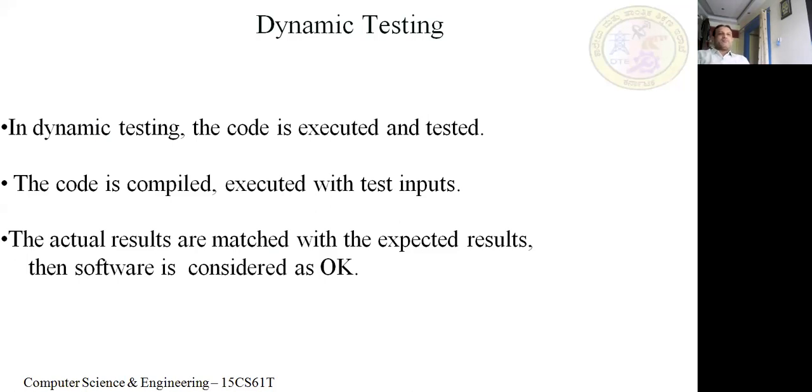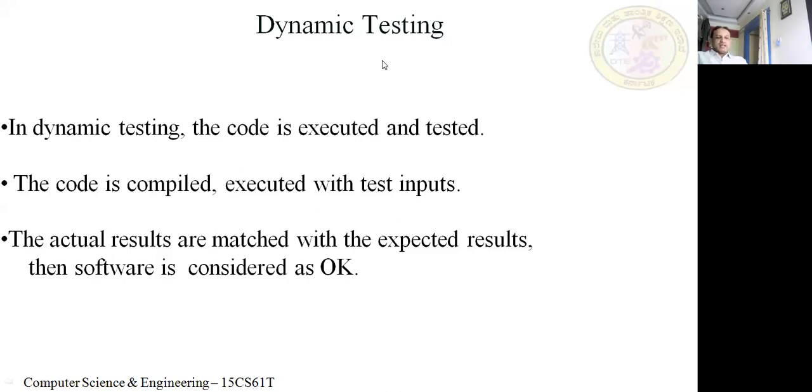In dynamic testing, the code is executed and tested. We compile the code, and when we compile, we come to know if any bugs are there. If any bugs or errors are there, we remove them. If there are no errors, then we execute it. When you execute, you need to enter the input, and based on the input, it will generate the output. The output generated by the program, we compare to see whether it is right or not. If it is right, that means your software is working correctly. We call that dynamic testing.